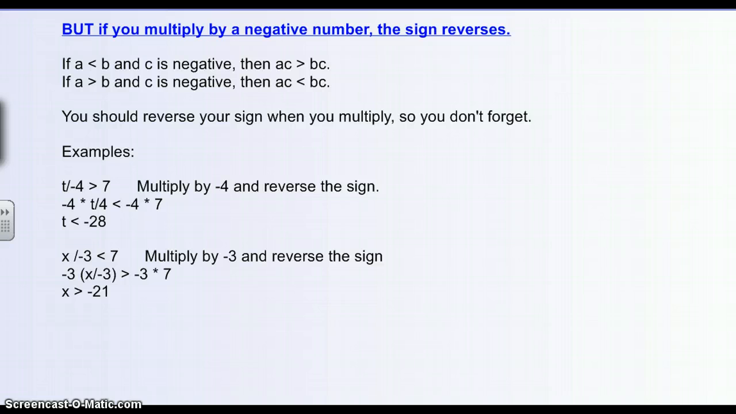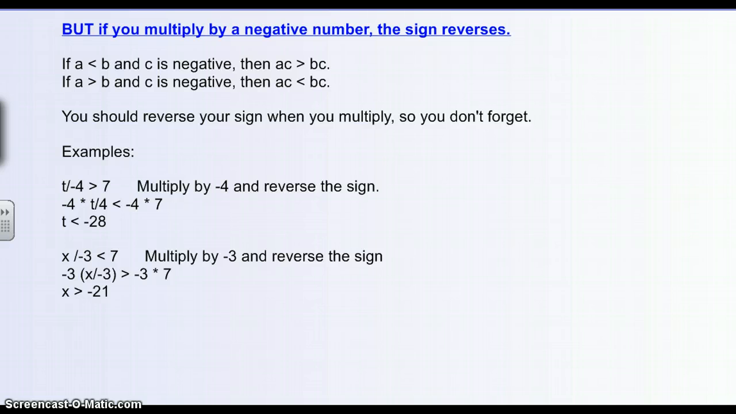So examples here would be t divided by negative 4 is greater than 7. We're going to multiply by negative 4 on both sides and reverse the sign. So negative 4 times t divided by negative 4 is now less than negative 4 times 7. T is less than negative 28.